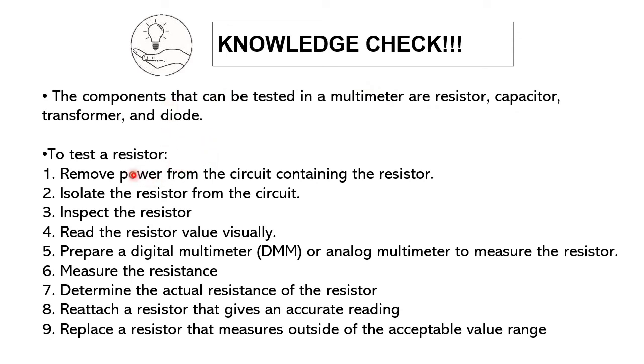To test a resistor: 1. Remove the power from the circuit containing the resistor. 2. Isolate the resistor from the circuit. 3. Inspect the resistor. 4. Read the resistor value visually. 5. Prepare a digital multimeter or analog multimeter to measure the resistor. 6. Measure the resistance. 7. Determine the actual resistance of the resistor. 8. Reattach a resistor that gives an accurate reading. And 9. Replace a resistor that measures outside of the acceptable value range.